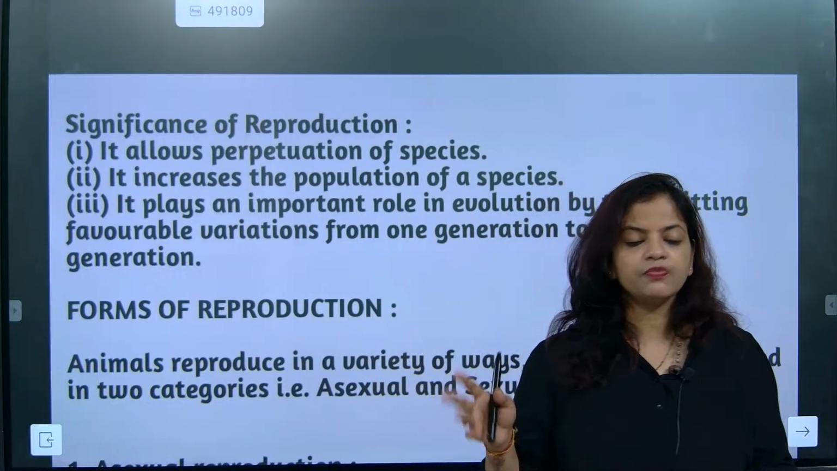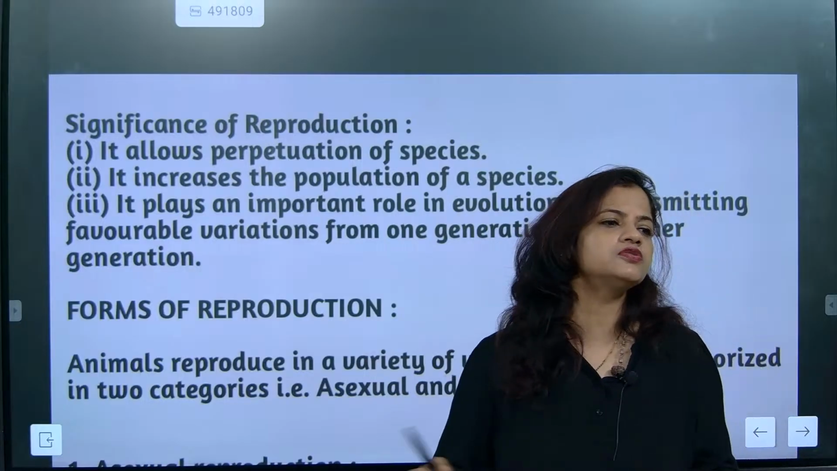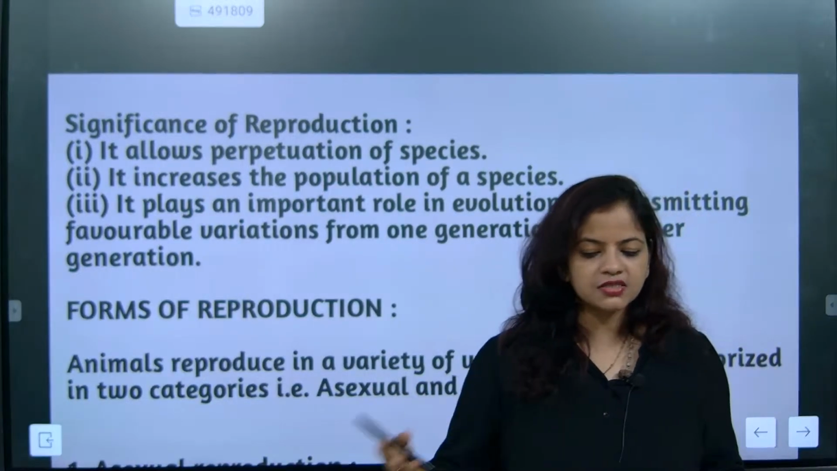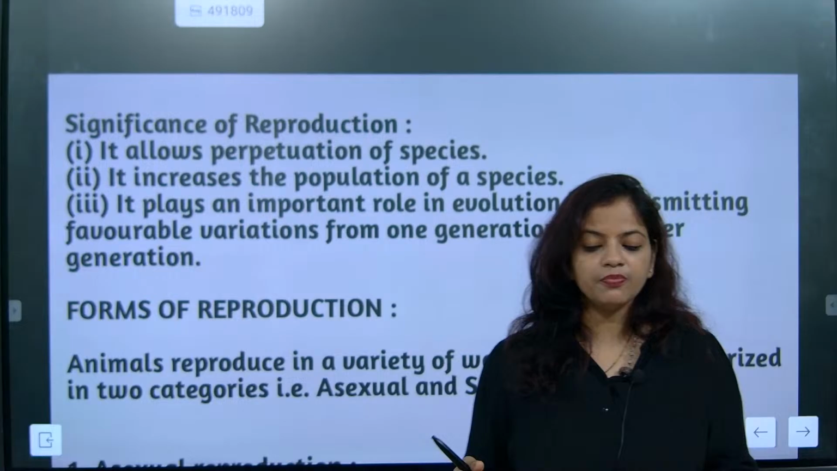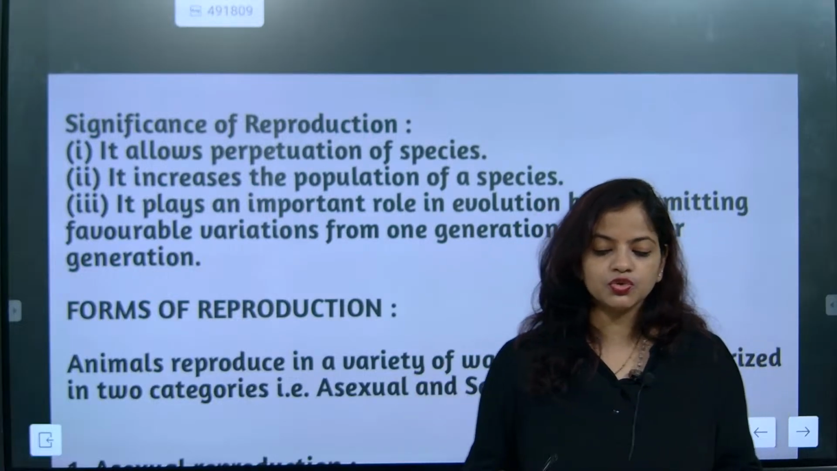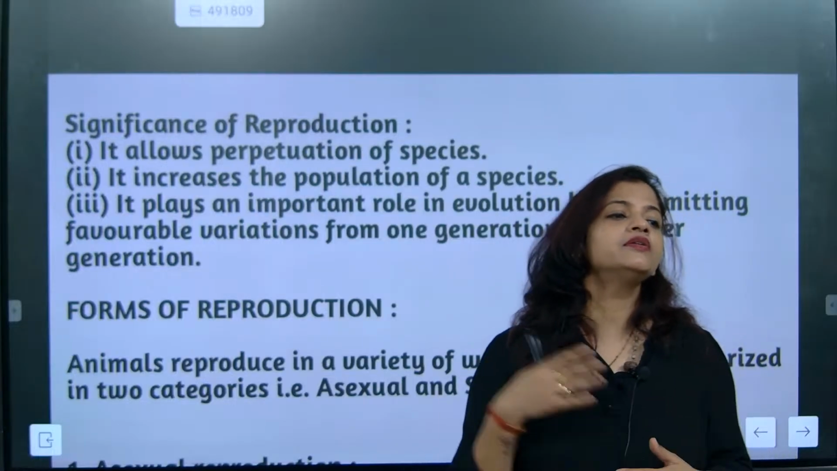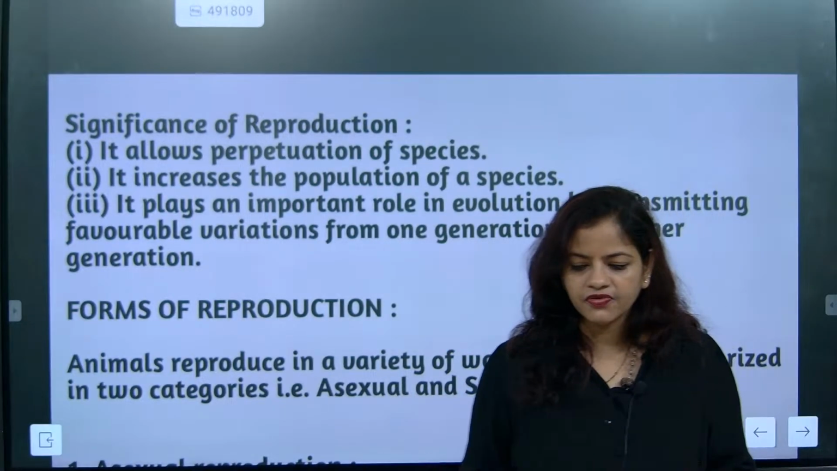It increases the population of a species. Understood? So continuation of a species on any planet, that's the significance. The next important point is perpetuation, which means continuation. The species should grow, the species should reproduce, the species should continue and increase their population. That's the significance part of it.